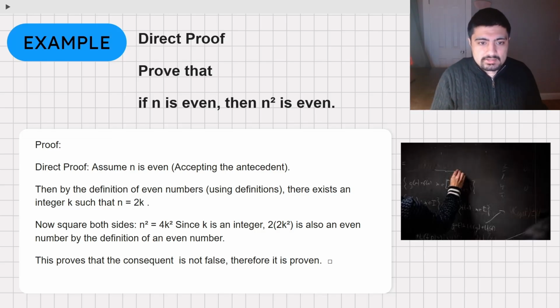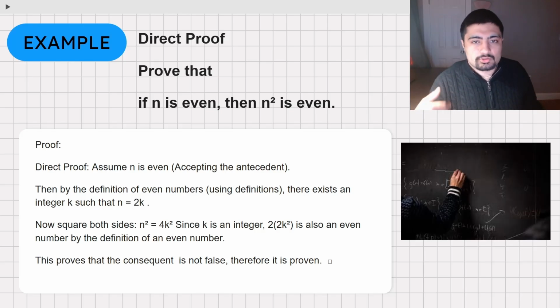And we assume that n is even. Now we will try to square both sides. What happens if we square it? Well, we're trying to get n squared, to show n squared using k. So we are substituting 2k for n.